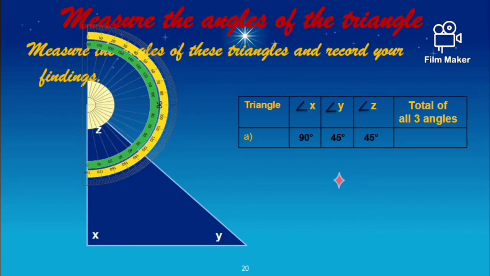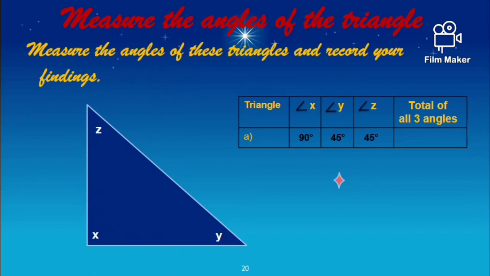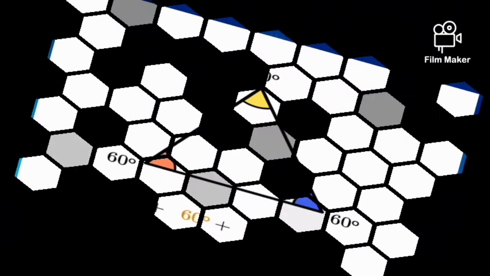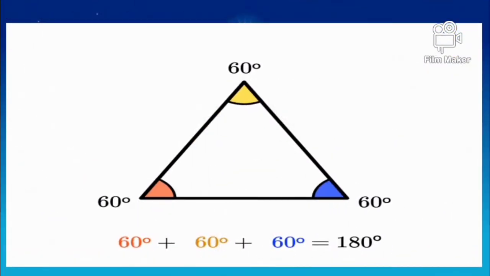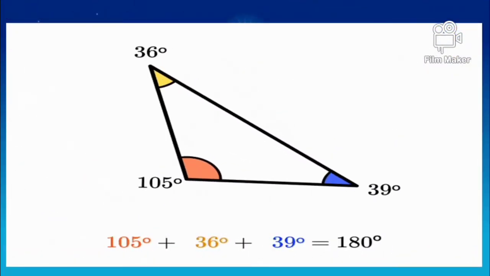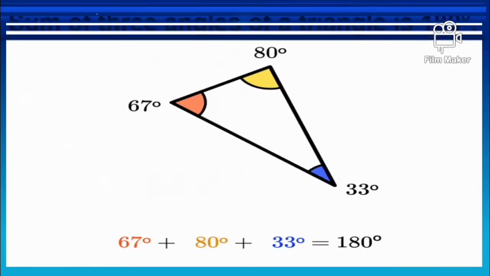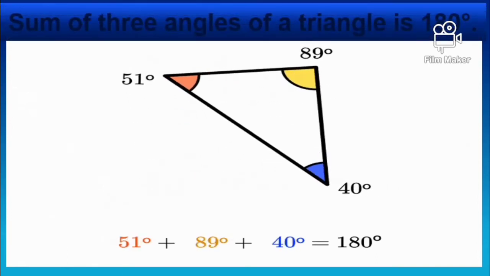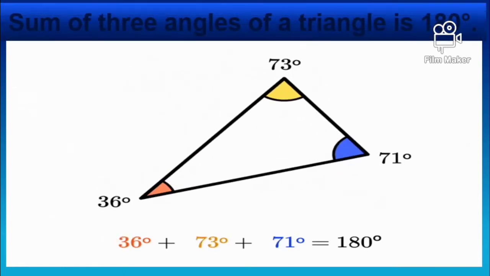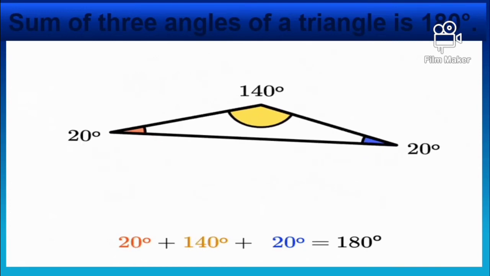And when we add angle X, angle Y and angle Z, we will get 180 degree, because the sum of all the angles of a triangle is always 180 degree. My dear students, you should keep it in your mind that the sum of all three angles of the triangle is 180 degree.